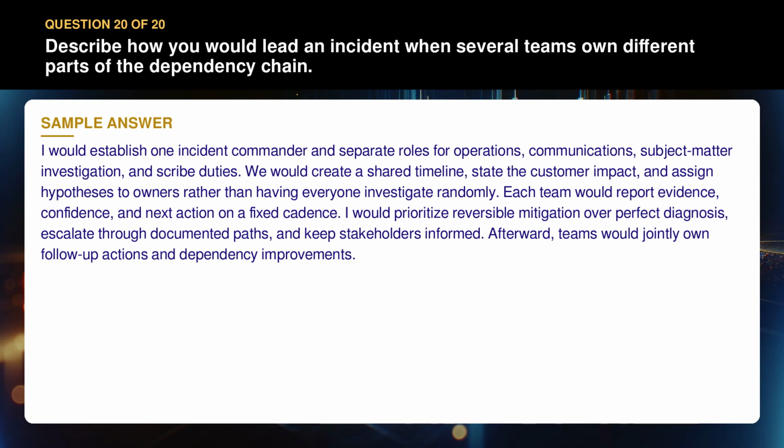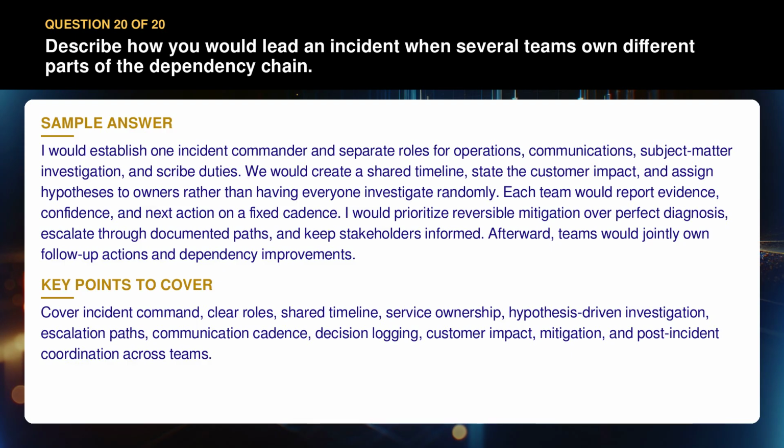I would prioritize reversible mitigation over perfect diagnosis, escalate through documented paths, and keep stakeholders informed. Afterward, teams would jointly own follow-up actions and dependency improvements. Cover incident command, clear roles, shared timeline, service ownership, hypothesis-driven investigation, escalation paths, communication cadence, decision logging, customer impact, mitigation, and post-incident coordination across teams.